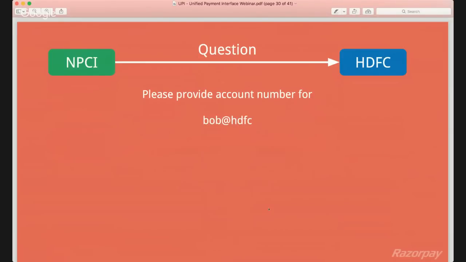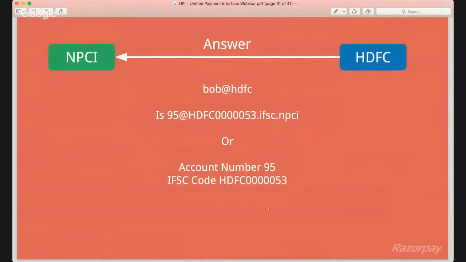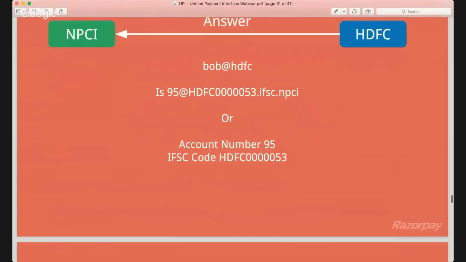They know Bob is a customer of theirs. If they weren't, HDFC would respond back to the UPI and say, we don't know any Bob, please reject this transfer. But if they know Bob, HDFC replies back to NPCI and says, hey, Bob has a bank account at HDFC, and the bank account details are account number 95 at this particular IFSC code. So here you'll see I've used a specific format for the address, which is account number at the rate IFSC code.ifsc.npci, which is the absolute address that NPCI uses for making bank transfers.